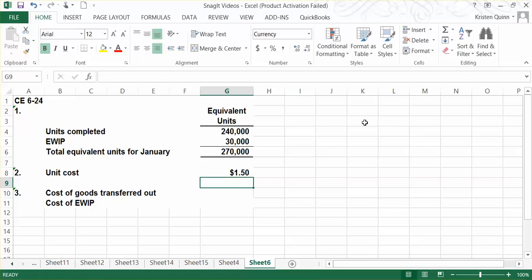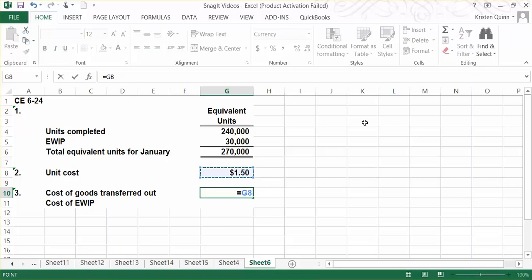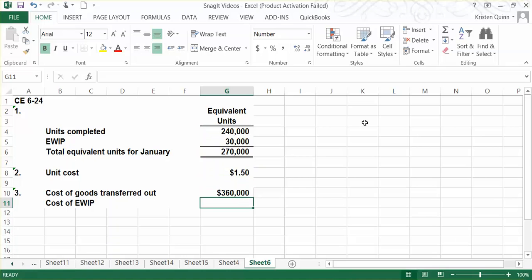In part 3, they want us to assign cost to units that have been transferred out and to units that are still in ending work in process. To calculate the cost of goods that is transferred out, we take our unit cost of $1.50, and we multiply it by our equivalent units for completed units, which are 240,000. Therefore, with those 240,000 units, we will transfer $360,000 in cost with those units to the next department.